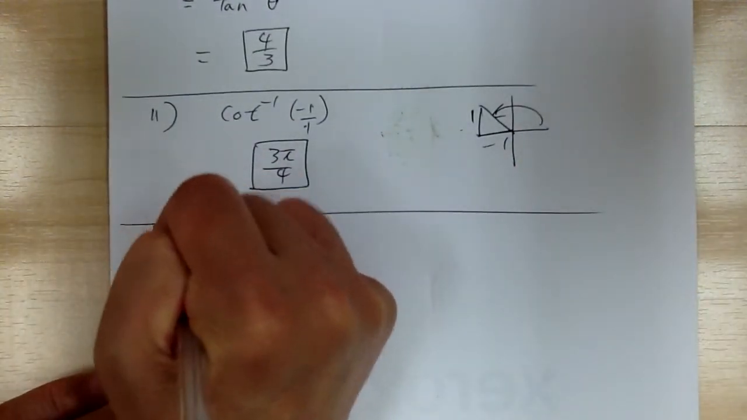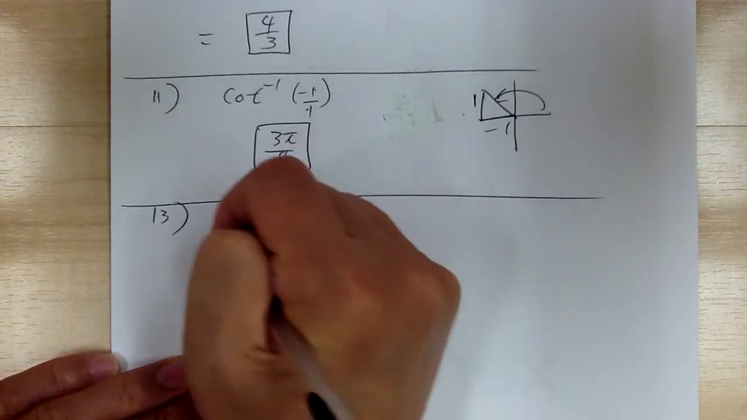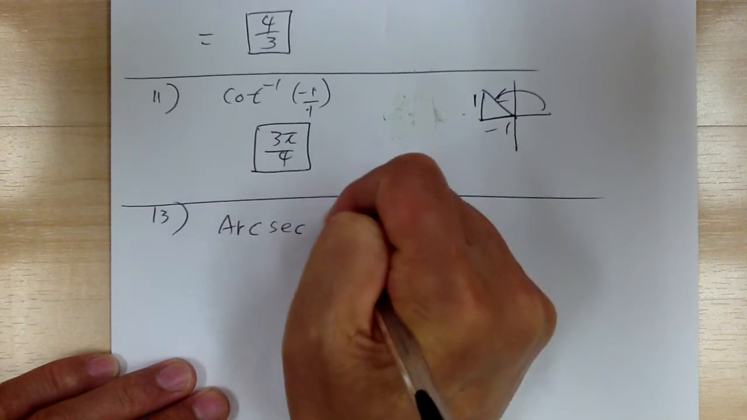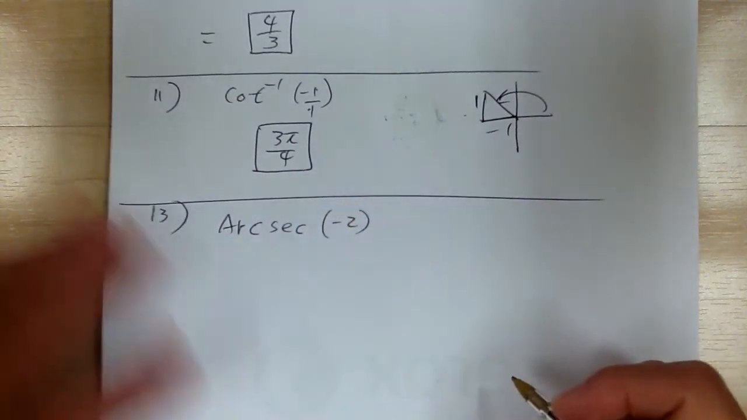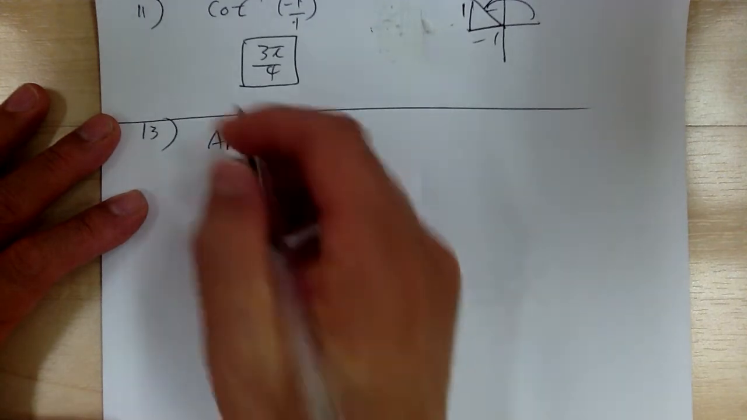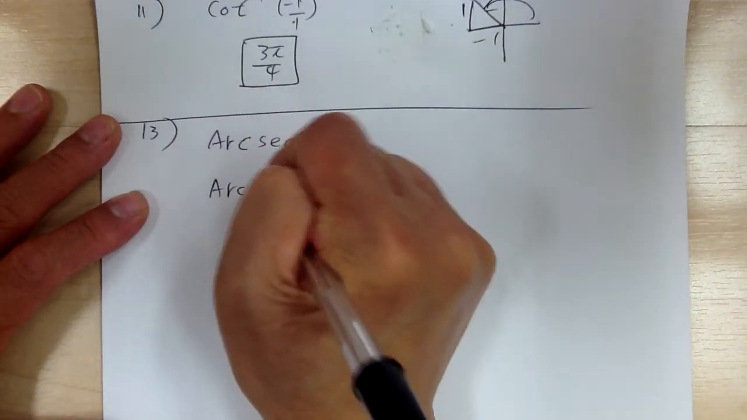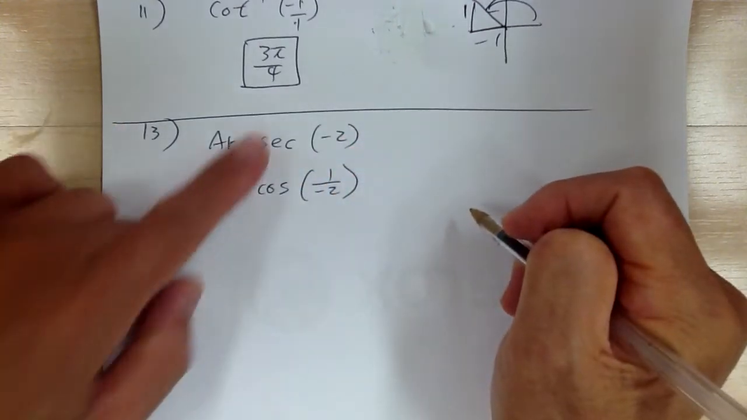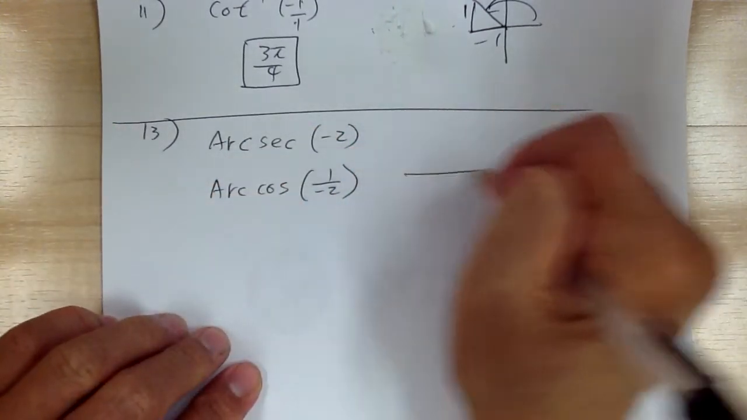Let's go to 13. Arc secant of negative 2. Again, if you don't like secant, it came from cosine, so you can do the arc cosine of 1 over negative 2. I can change that, and again, you draw.